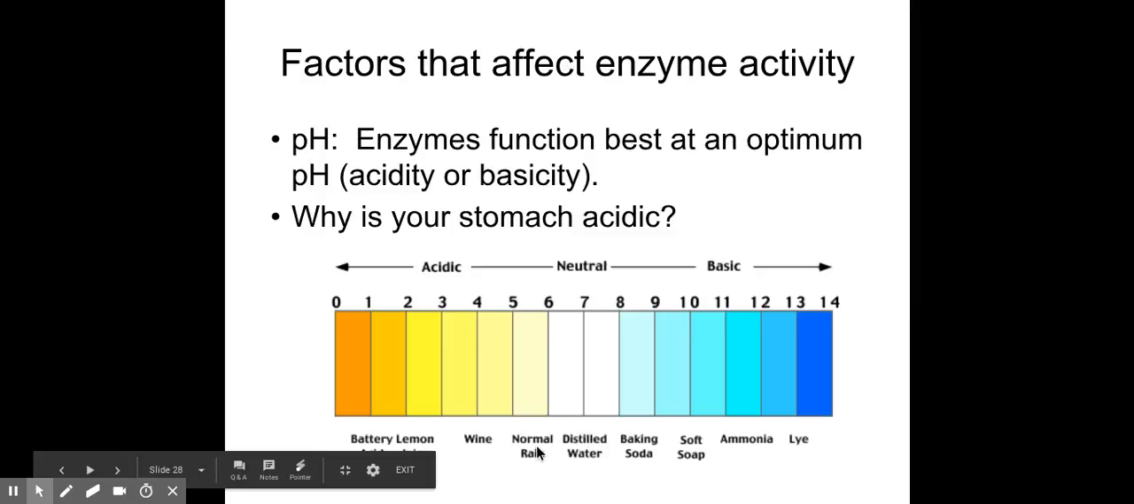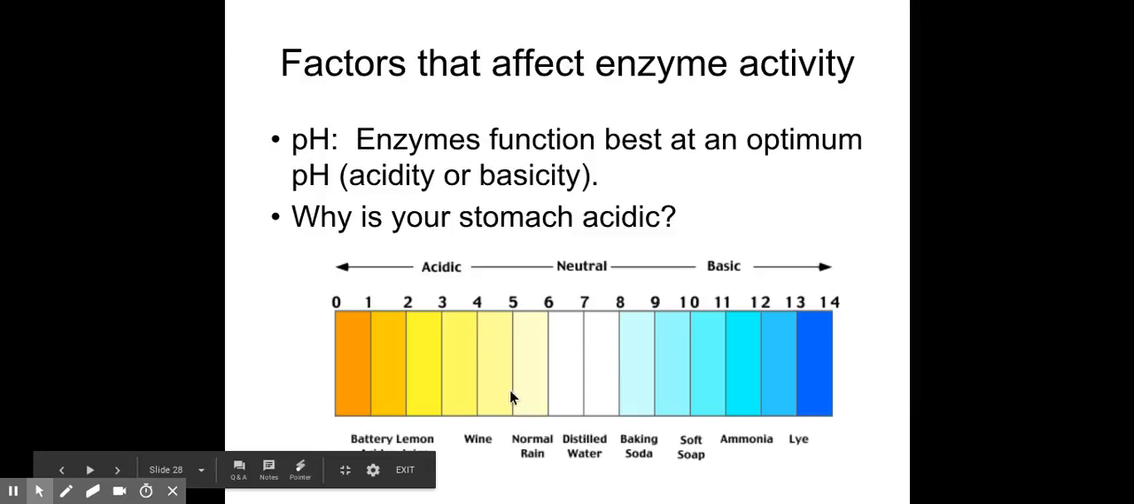It doesn't want to tear molecules apart. If you get very acidic, you wind up with a very reactive substance that wants to tear other molecules apart. And if you wind up with a really basic pH, you also wind up with a very reactive substance.